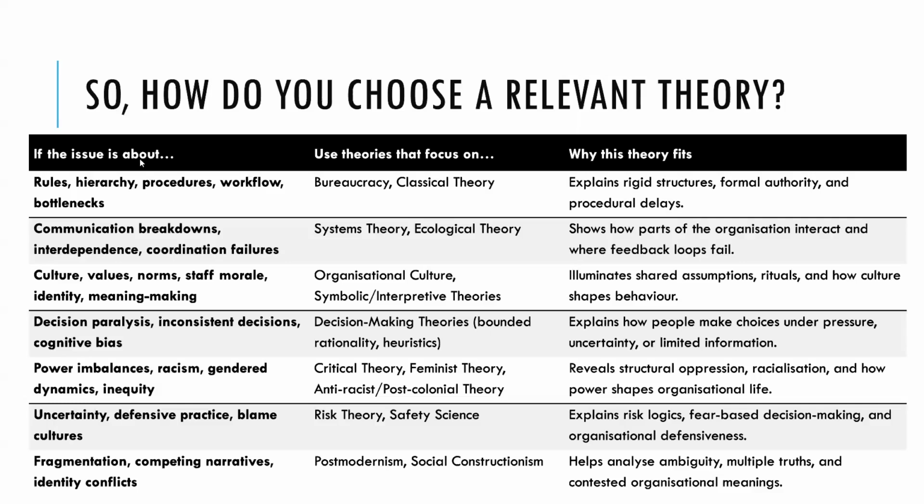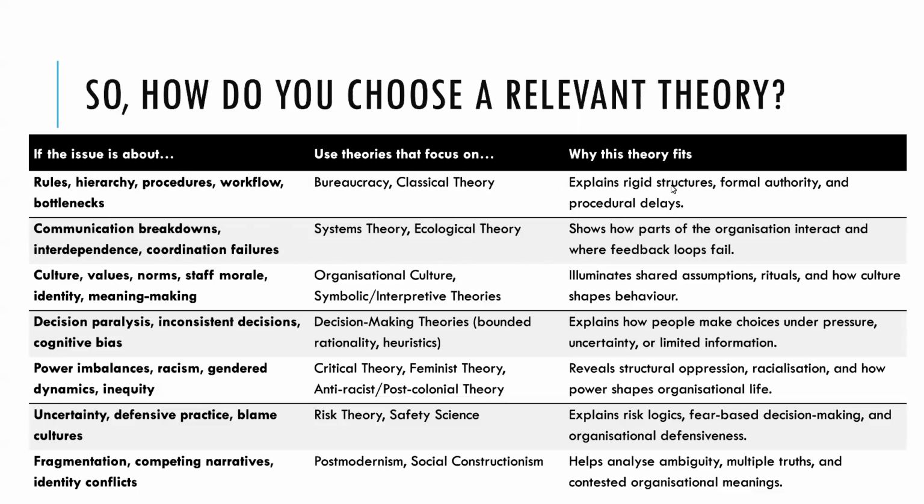So you might want to decide what the issue is. Has it got something to do with rules, hierarchy, procedures, workflow, or just how the work is organized? Then you might think of bureaucracy, or those theories we started discussing early on. And you might want to find a reason for that. Why does that theory explain your problem better than any other theory?